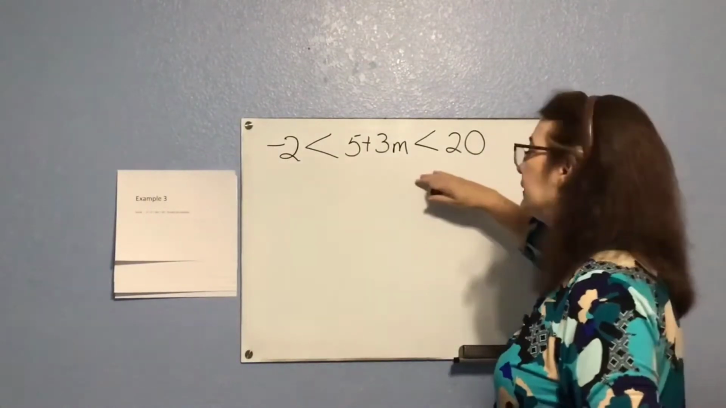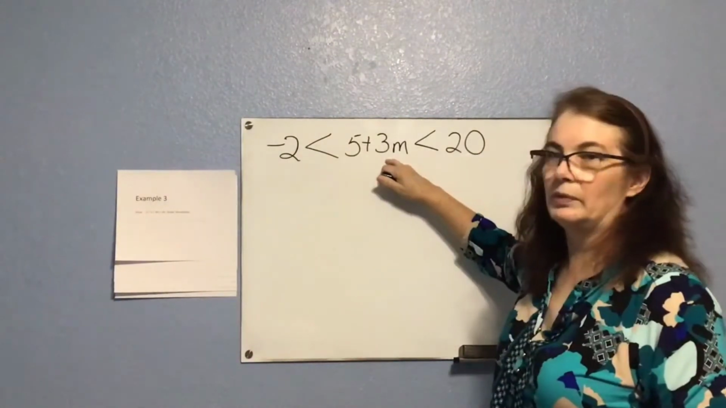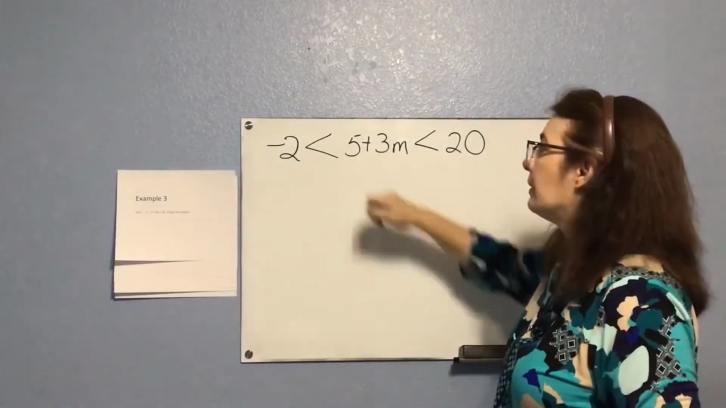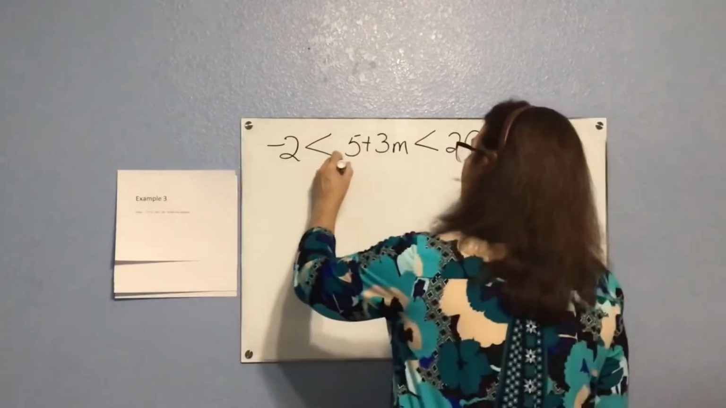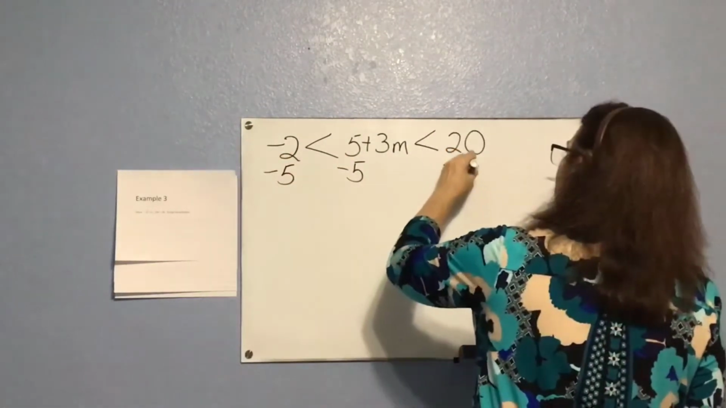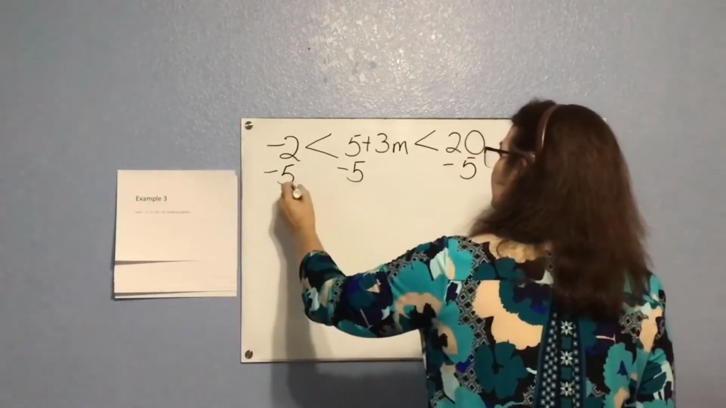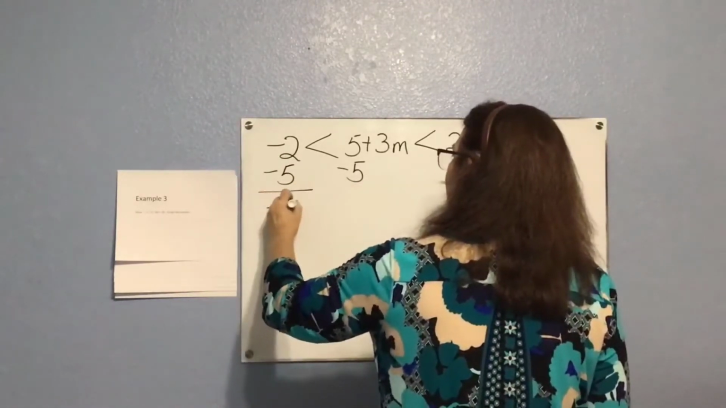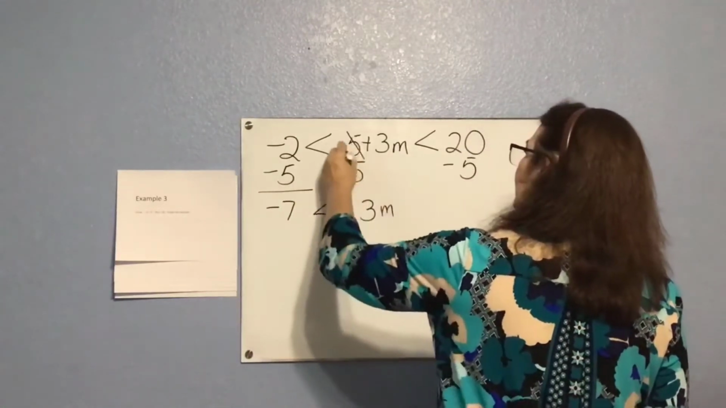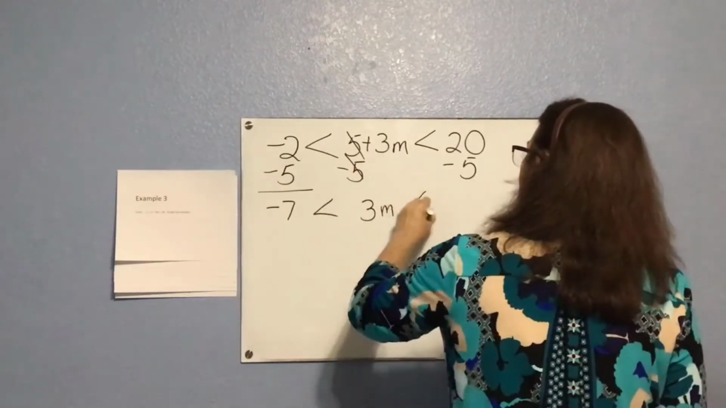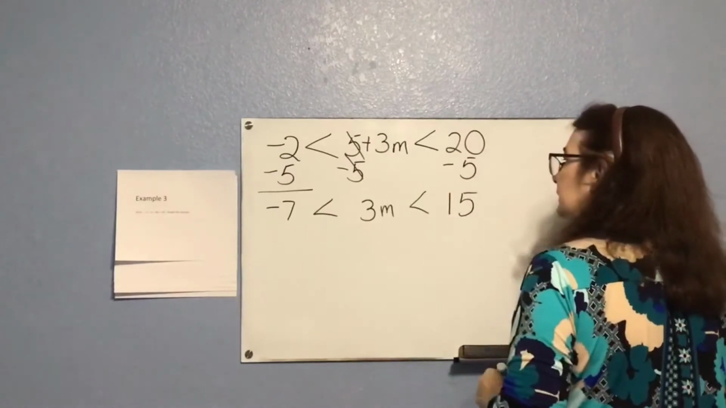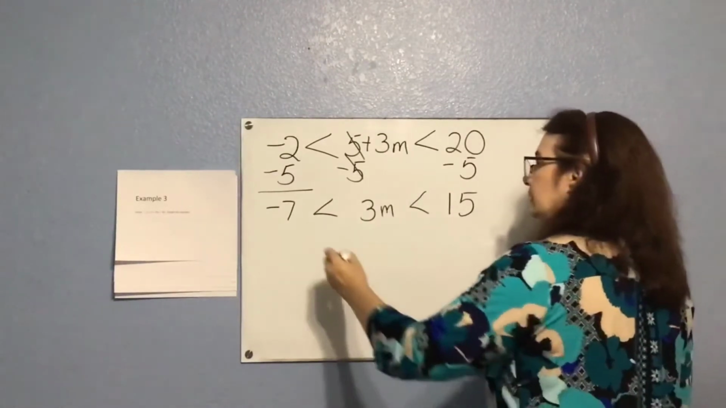Okay, to work this one, I see that I only have m in one place, so I don't have to get variables together. And so I'll start by getting rid of that 5. So -5, -5, -5, 3 different places. So this is now -7. I've got 3m here because these canceled out. And then 20 minus 5 is 15. Next, I'm going to divide by 3.